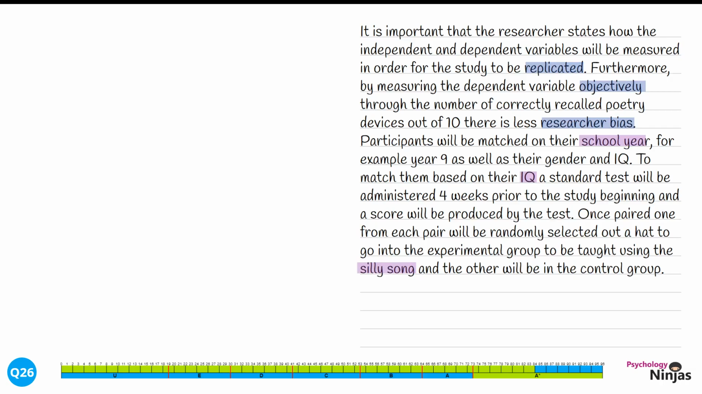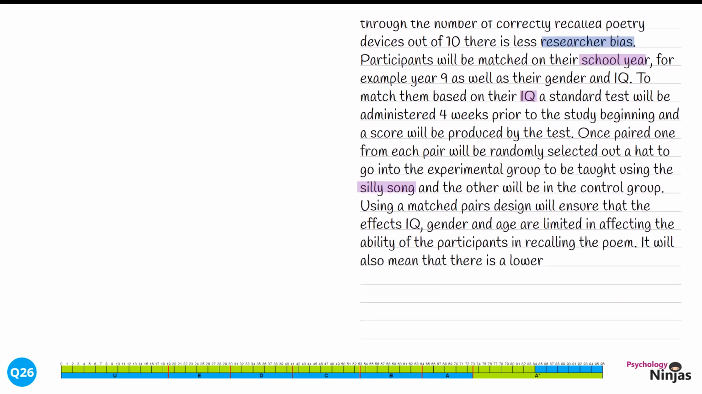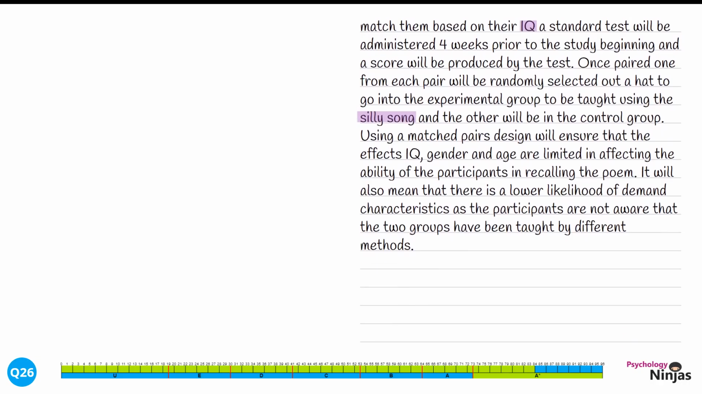It's time to justify these decisions. Using a match pairs design will ensure that the effects of IQ, gender and age are limited in affecting the ability of the participants in recalling the poem. It will also mean that there is a lower likelihood of demand characteristics, as the participants are not aware that the two groups have been taught by different methods.